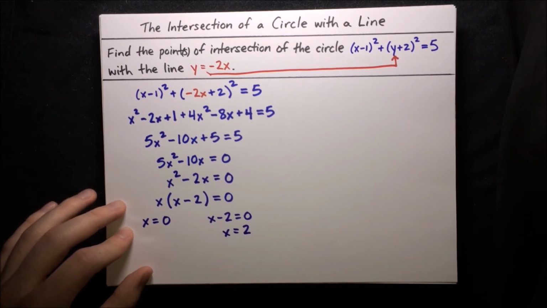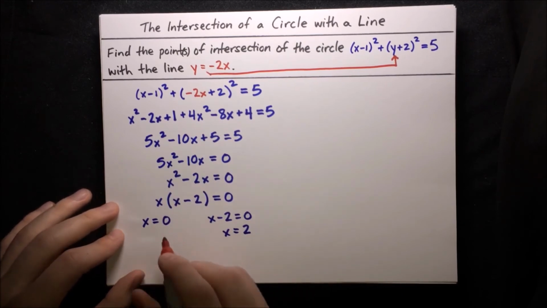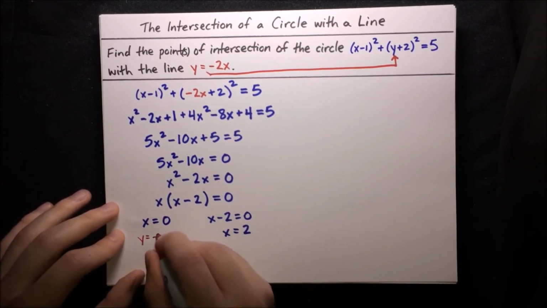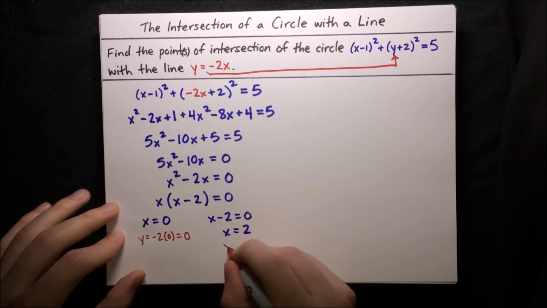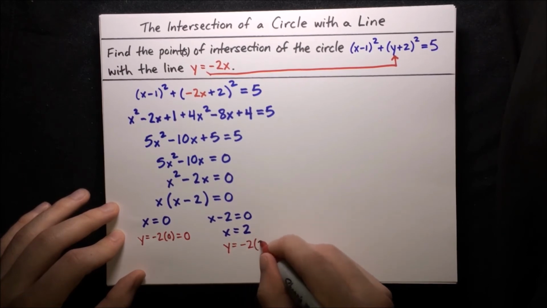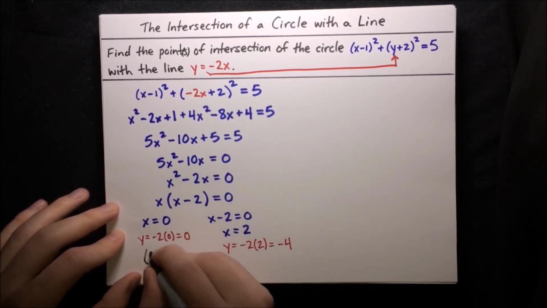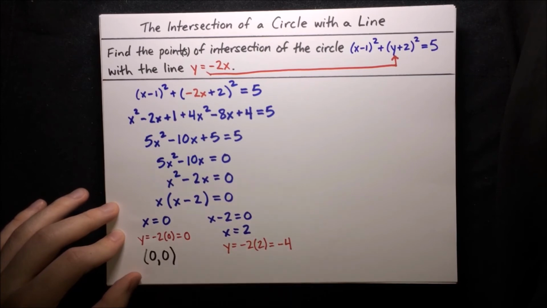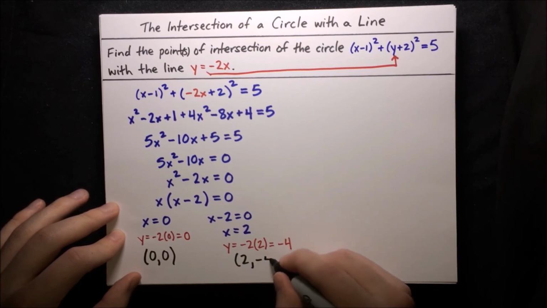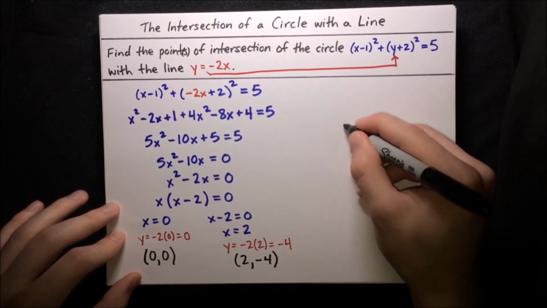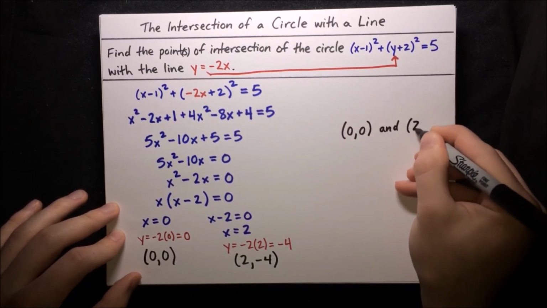Now we go ahead and back substitute to solve for y. We back substitute into this line here, y = −2x. If x is 0, then y = −2 times 0, which is just 0. And if x is 2, then y = −2 times 2, which is −4. So here we've got a solution: x is 0, y is 0, and the other solution is x is 2, y is −4. So there are points of intersection. We've got 2 points of intersection, (0, 0) and (2, −4).